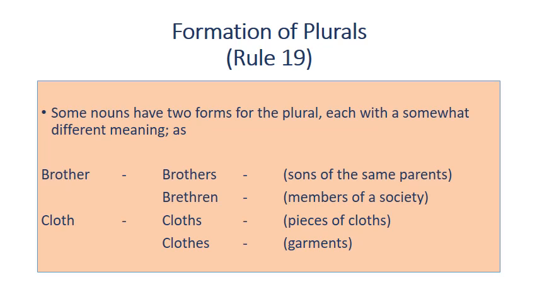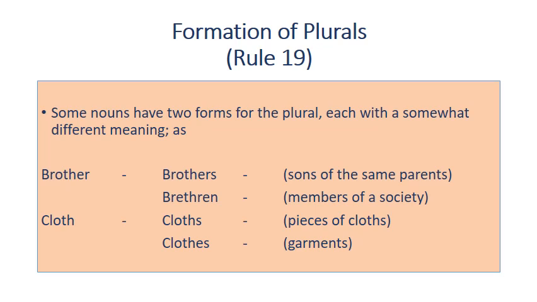Some nouns have two forms for the plural, each with a somewhat different meaning. For example, the word is brother. The noun brother has two plurals, brothers and brethren. Brothers is the plural of brother. And when we say brothers, it means sons of the same parents. But when we say the plural brethren, it means members of a society.